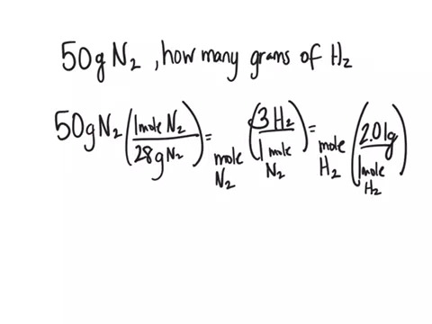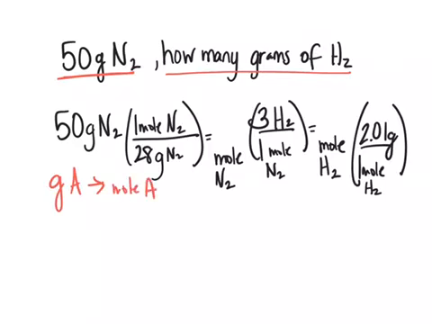All right, let's take a look at number 2. It's asking me how many grams of hydrogen if I've got 50 grams of nitrogen. So this one's going to work the same way. I've got grams of A. I've got to first get it to moles of A, which is my first step here.